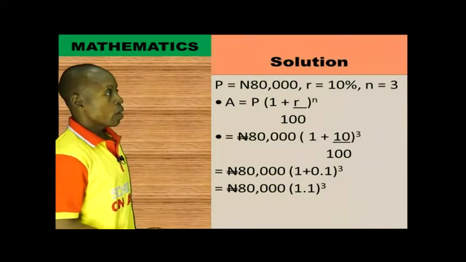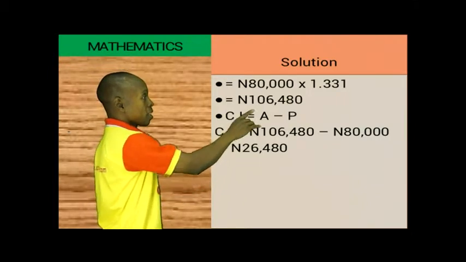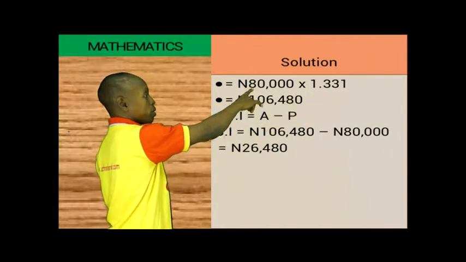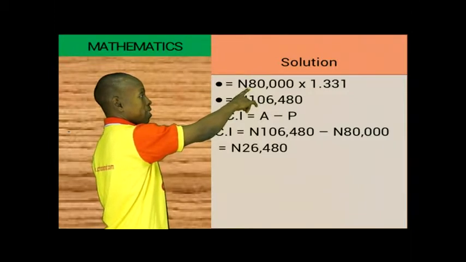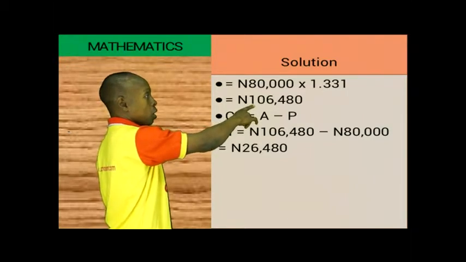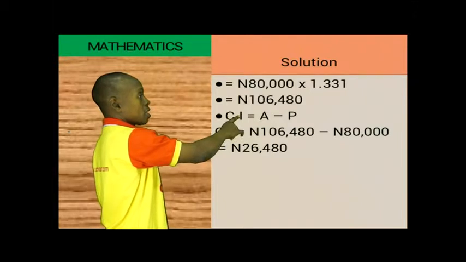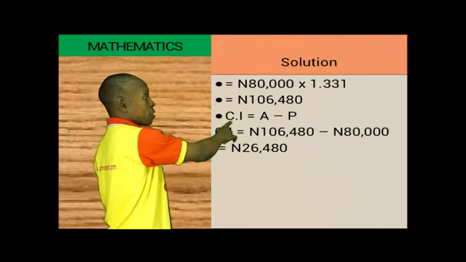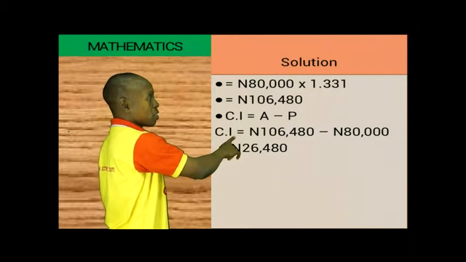So the next thing is, when you multiply 1.1 three times, you have 1.331. So you have the principal to be 80,000 already. So you have 80,000 multiplied by 1.331. Then that will give us 106,480 naira. So that's it. That's the amount. So don't forget, compound interest is equal to amount minus principal. That's what compound interest is.